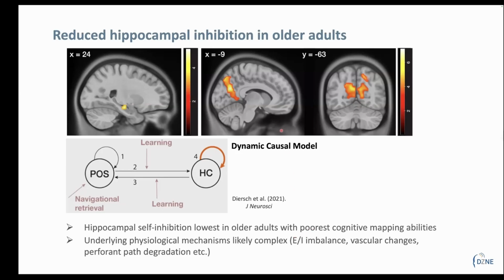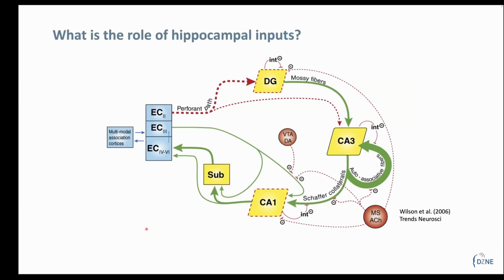So of course, from these functional MRI data, we cannot directly infer the underlying physiological mechanisms. We could have something like excitation-inhibition imbalance. There could be vascular changes. There could also be degradation of the perforant pathway. But it's quite intriguing to think about reduced inhibition as one mechanism that, as I showed you in rats, could, for example, be related to a change in GABAergic inhibitory signaling that could be causing, or at least contributing to, those impaired navigational abilities.